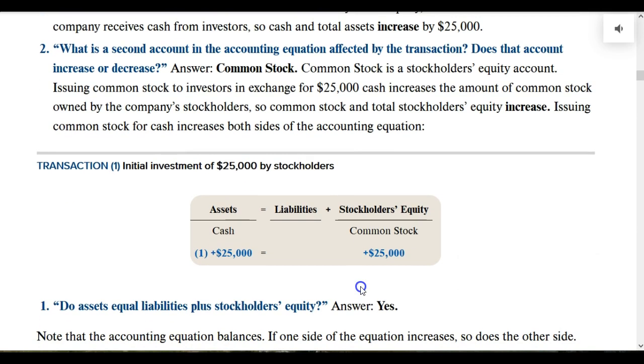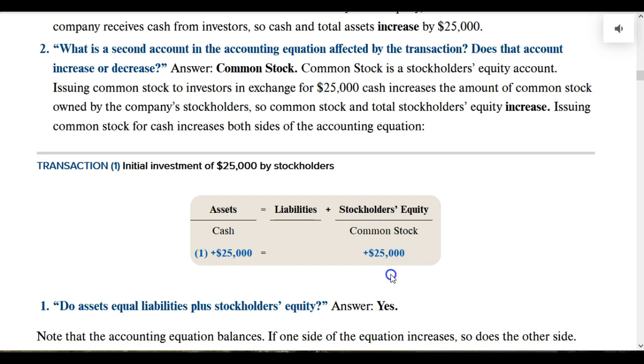Look at the effect on the accounting equation. Cash went up $25,000. That's on one side of the equation. The stockholders' equity section went up because the common stock account went up $25,000. So with the transaction itself, we only have one transaction at this point, then the accounting equation holds true, $25,000 on one side and $25,000 on the other.